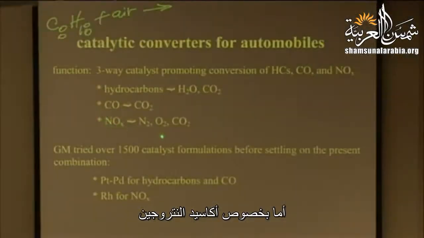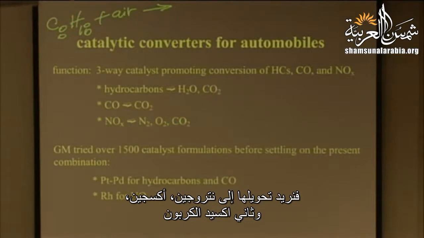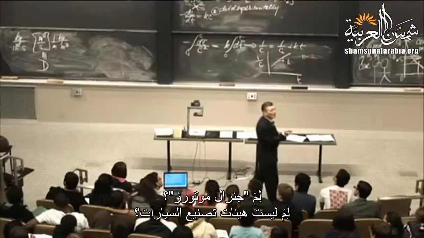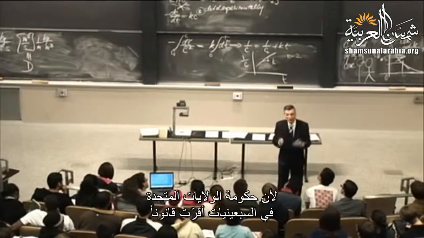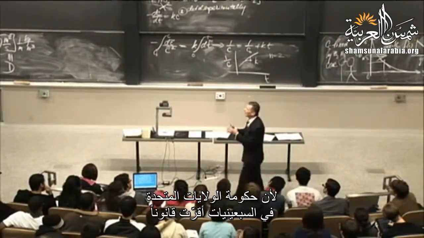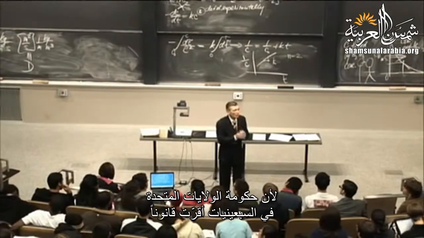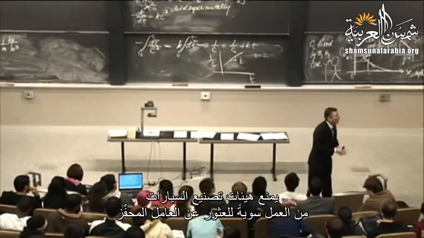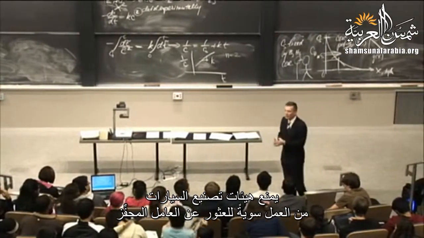And then NOx, we want to convert that to nitrogen, oxygen, carbon dioxide. So GM alone tried over 1,500 catalysts. Why GM? Why not the auto industry? Because the US government, in its wisdom back in the 1970s, invoked the Sherman Antitrust Act and forbid the automobile industry to collaborate in the search for a catalyst.